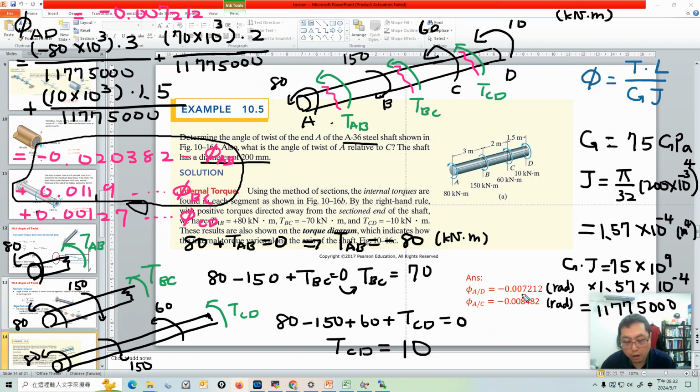So here's the example for the angle of twist calculation. Once again, the cut section method is used a lot. You have to get used to this analysis. It's used a lot in mechanics of materials calculations.